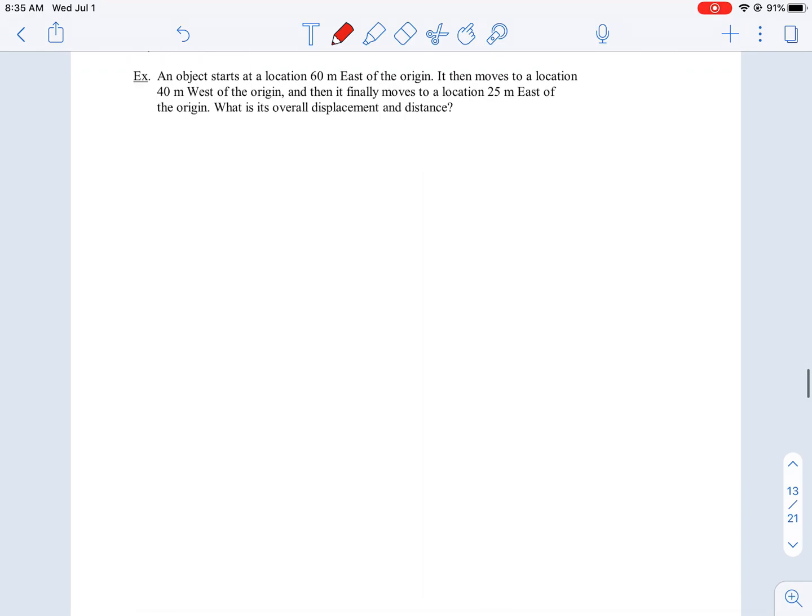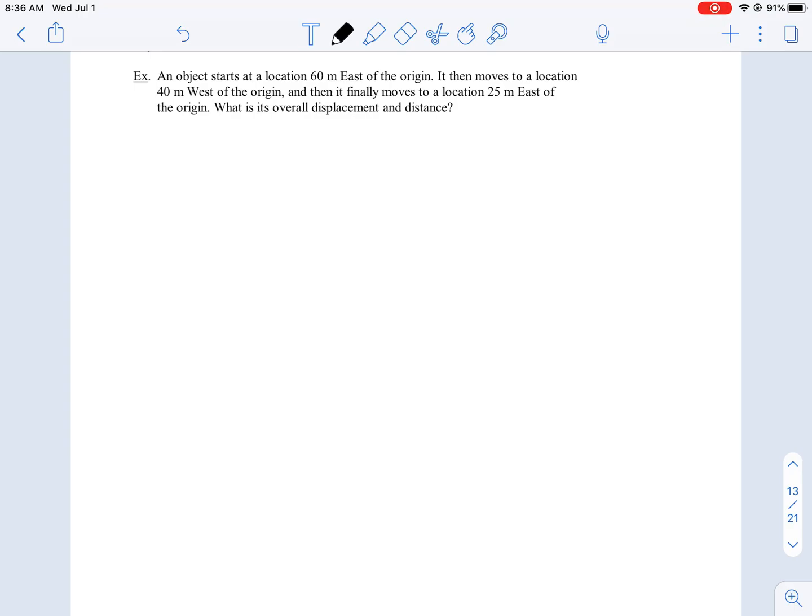Okay, so here's the first question we have in our workbook. We have an object starting at a location east of the origin, and then it's going to move and eventually get to 25 meters east of the origin. Okay, let's draw a diagram of this motion first.